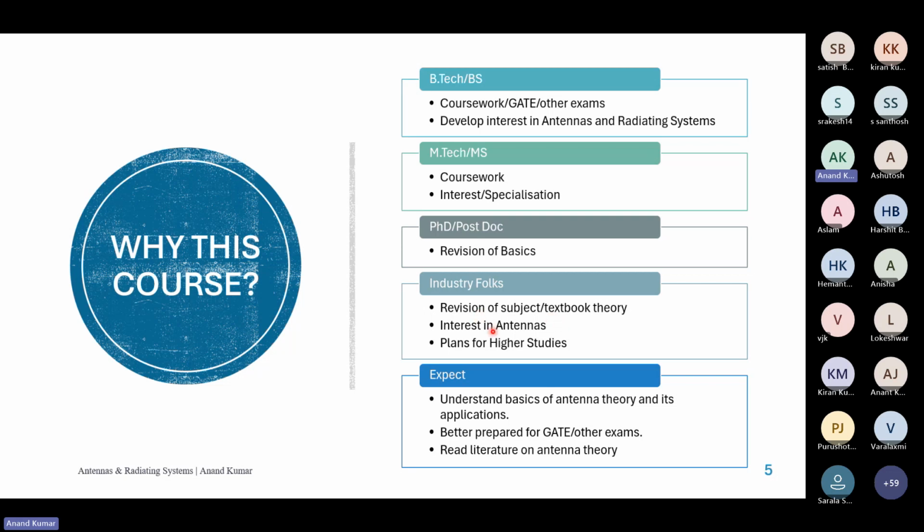If you're interested in antennas and just want to revise, and if you plan for higher study, this is true for both bachelor's and master's. If you plan for higher studies in antennas, okay.